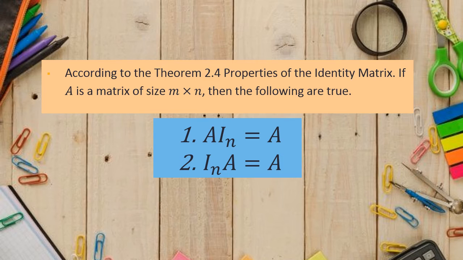The next is, according to Theorem 2.4, properties of the identity matrix, if A is a matrix of size m by n, then the following are true. Number 1, A multiplied by the identity matrix is equal to A. Number 2, the identity matrix multiplied by A is equal to A.